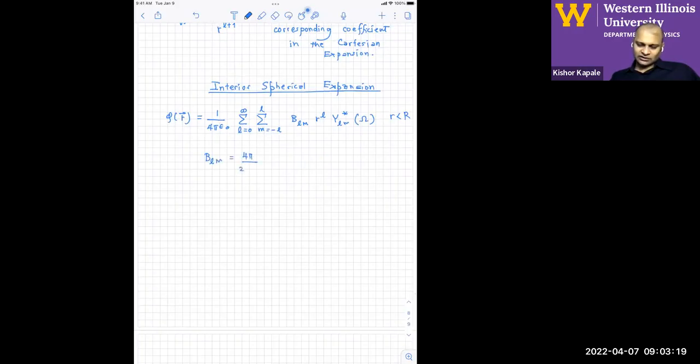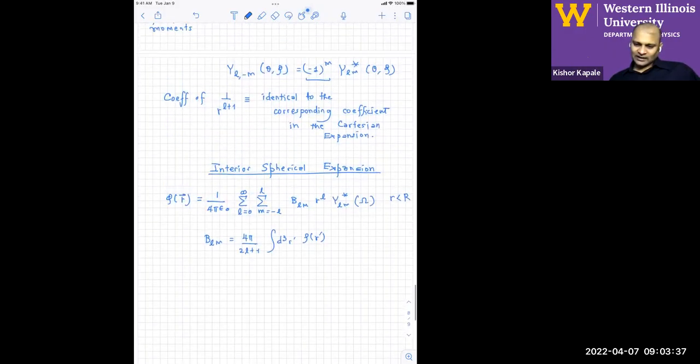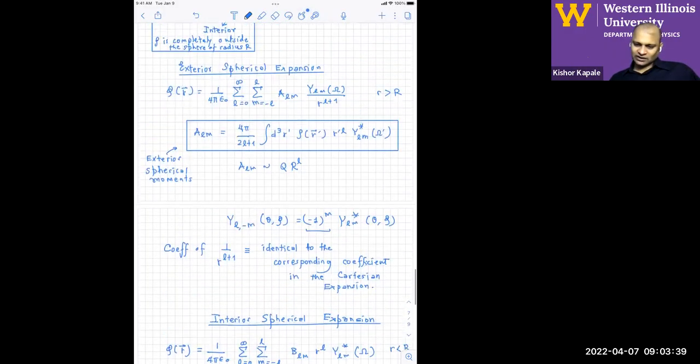The coefficient does not change: 4 pi over 2L plus 1. You have, of course, the integral over the sources. So this part is easy to understand. How does the rest of the stuff change? So that's where things are a little different, right? See what happened? Let's take a look at this situation here.